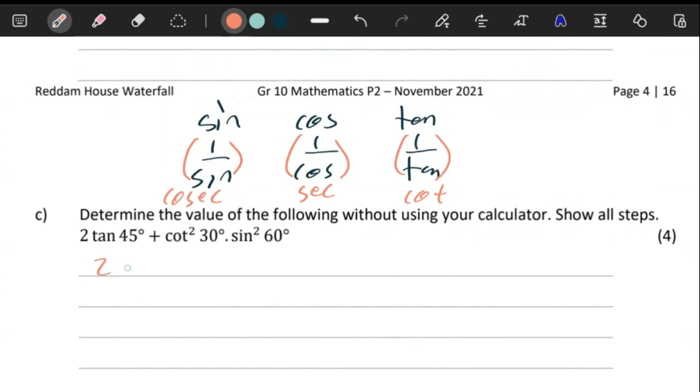This is 2, tan 45. Let's just write it out first. Cot is, we said, 1 over tan. So because there's a 30 there, it's okay. We can put 30 there. We square it. Sine squared 60.